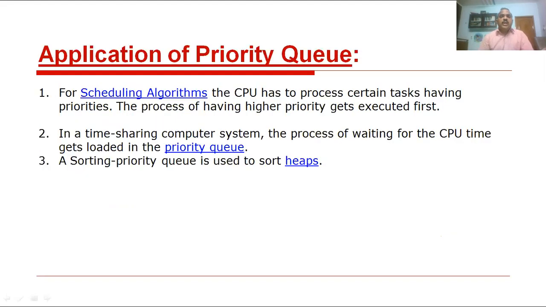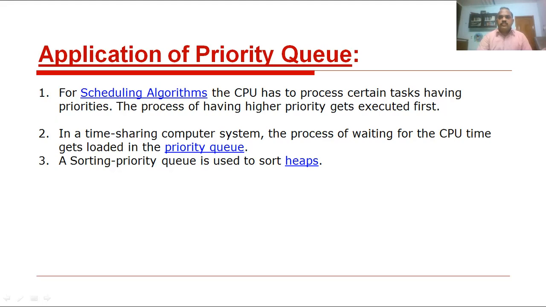So then, applications of priority queues. For scheduling algorithms, the CPU has to process certain tasks having priorities. The process having higher priority gets executed first. In a time sharing computer system, the processes waiting for CPU time get loaded in the priority queue. A priority queue is also used to sort heaps. We will discuss the applications of priority queues in detail later. These three are the applications of priority queues.